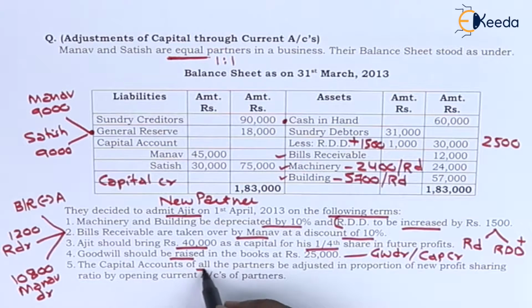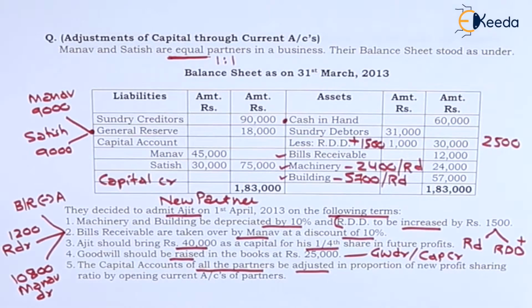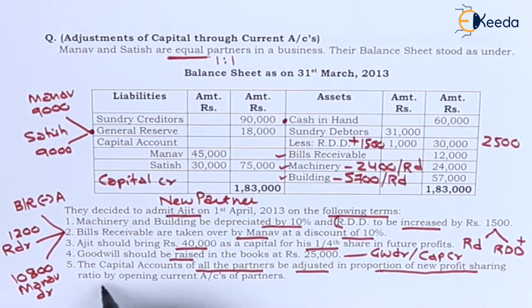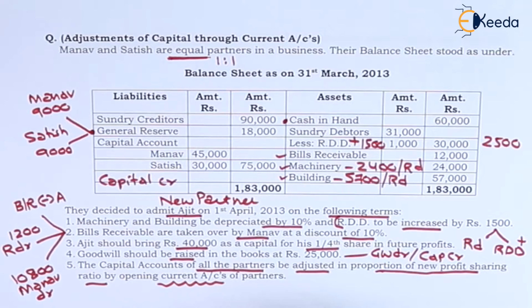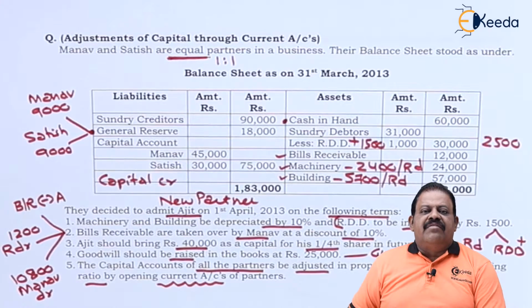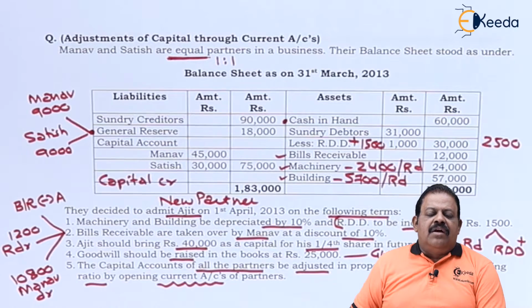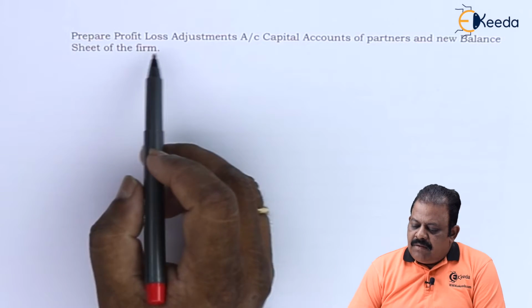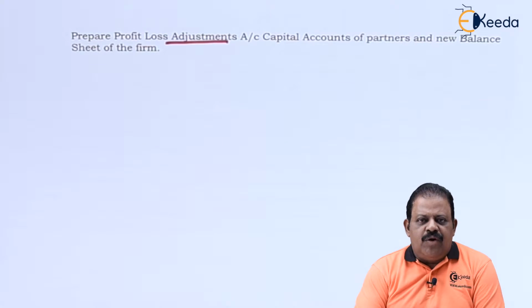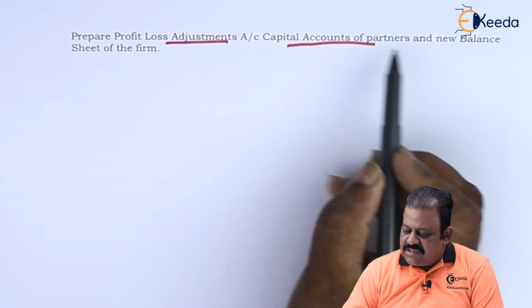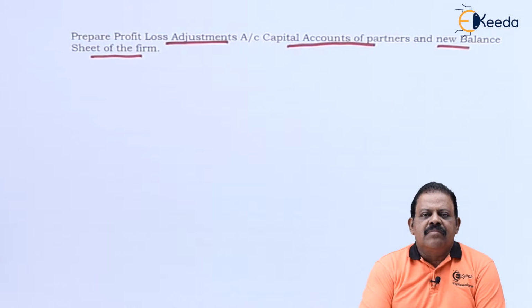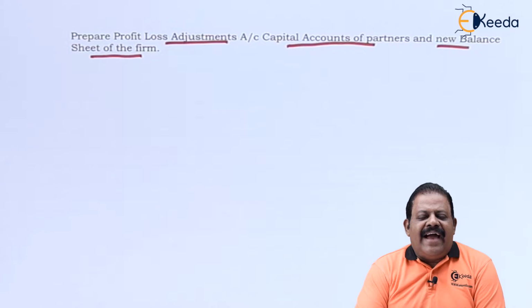The capital accounts of all the partners are to be adjusted in proportion to the new profit sharing ratio by opening current accounts of partners. So we are required to adjust all partners' capital in their new profit sharing ratio, and if any difference arises in capital account, it will be transferred to partners' current account. Prepare profit and loss adjustment account, that is revaluation account, capital accounts of partners, and the new balance sheet of the firm. Apart from this, we will be opening cash account and goodwill account to understand the effects in a better way. Let us draw the necessary accounts.